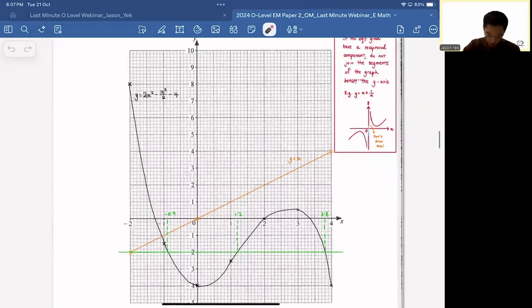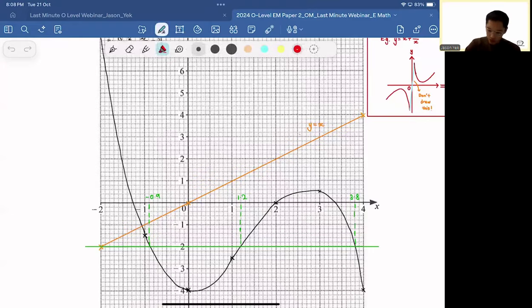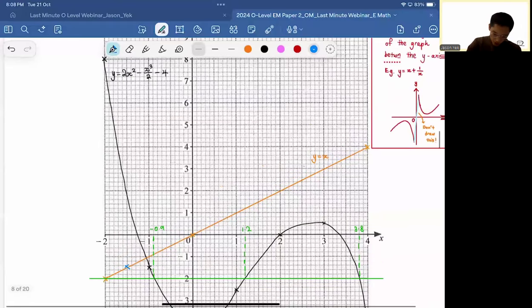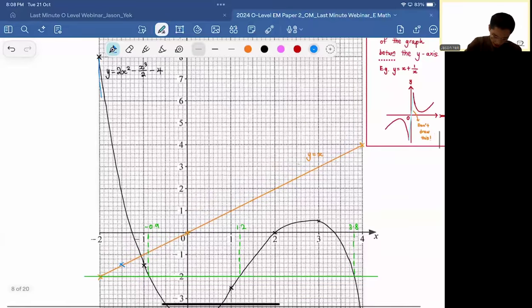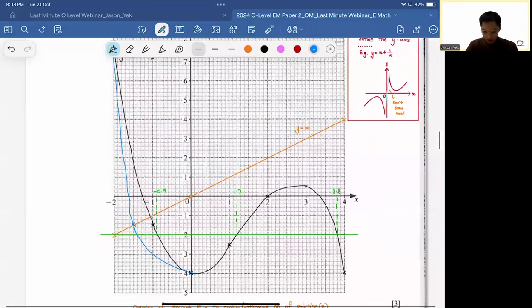Like for example, let's say this point here, -1 at -1.5. When you do the sketch, you realize my graph actually, let's say you plot it here. So what happens when you sketch a graph is that it's going to look a little bit iffy like this. It's going to be a bit of a hump.